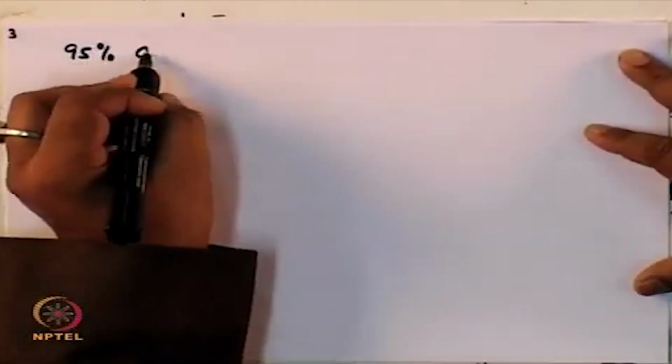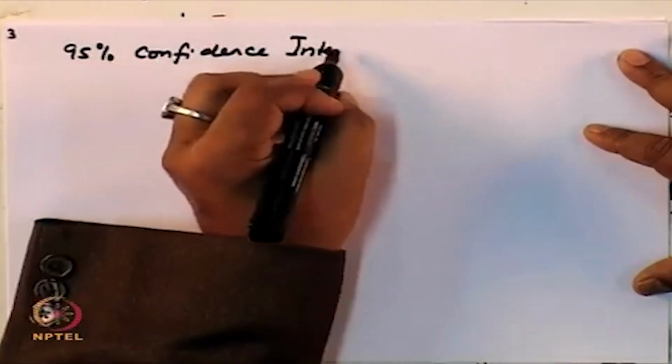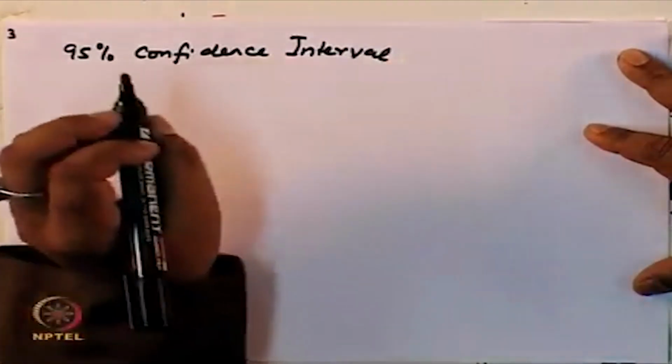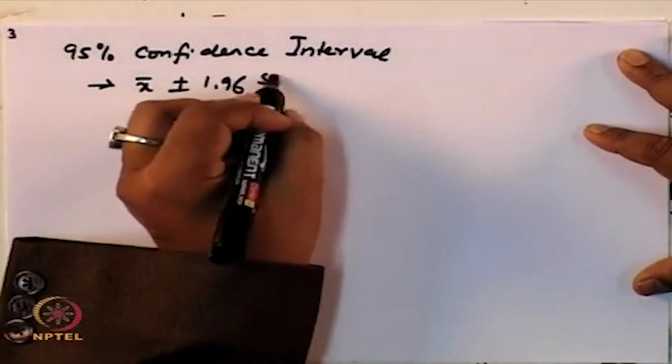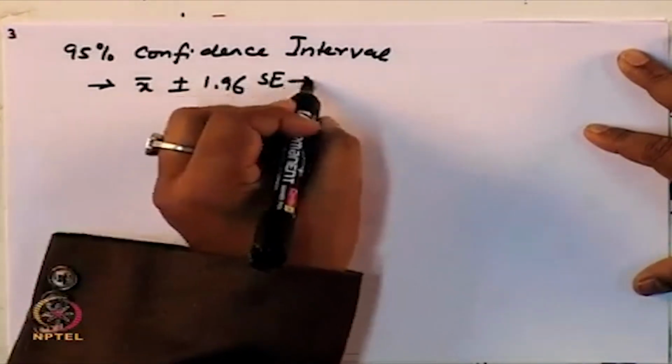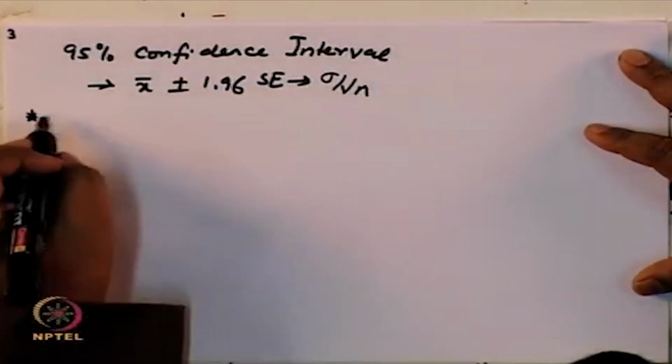Instead of having an interval estimate which gives both the minimum and the maximum, you might have the 95% confidence interval, which gives us x bar plus or minus 1.96 SE, where SE is sigma by root n. So, let us take an example.